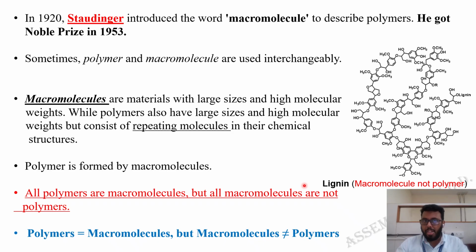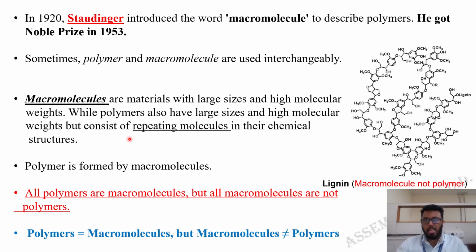Also in 1920, Staudinger was the first to introduce the word macromolecule to describe the polymers. He got the Nobel Prize in 1953, after 33 years of this discovery, for polymer chemistry. Sometimes polymers and macromolecules are used interchangeably in the field of polymer chemistry. So we should know the difference between a macromolecule and a polymer.